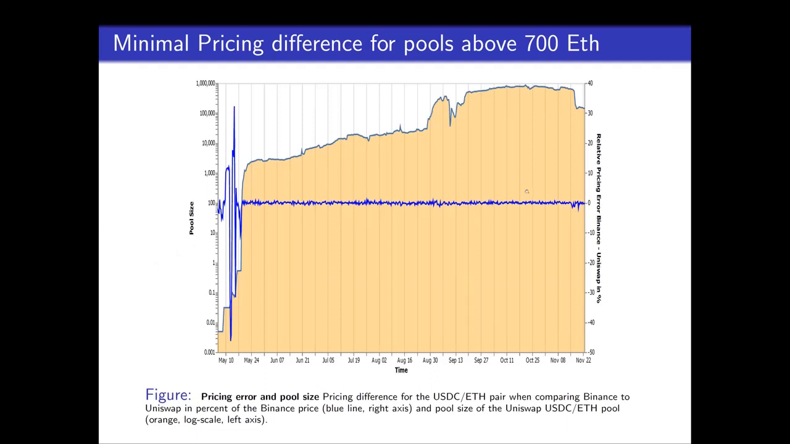First of all, we look here at the pricing error. That's on the right scale, and that's the blue line. We see that in general, the pricing error is very small, except for the very early part where we see substantial pricing errors. But that was because the pool was very small at that time, just right after the start of the pool. On the left scale, we see the pool size in logs. Initially pricing errors were big, but once the pool size hits about 100 ETH, the pricing error was really, really small.